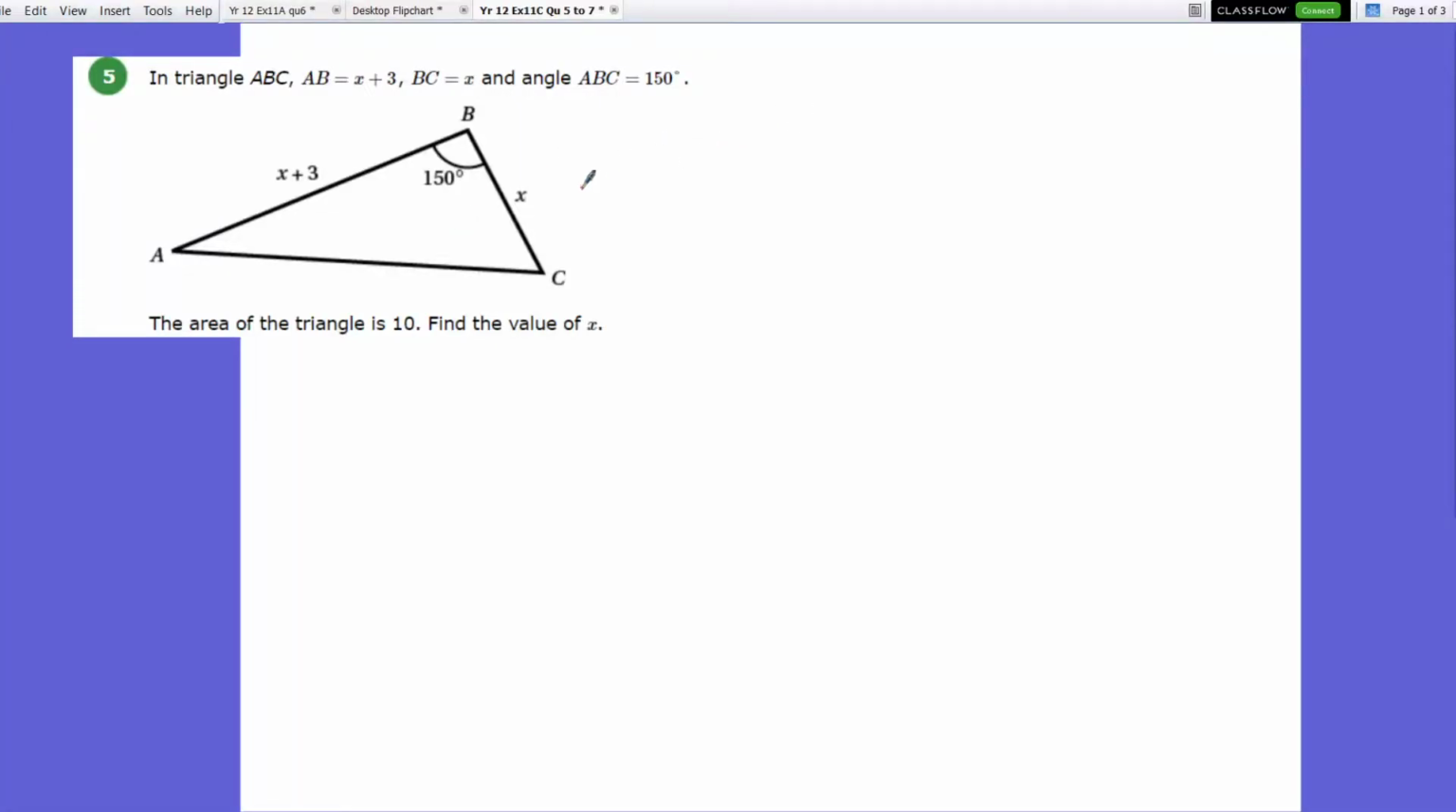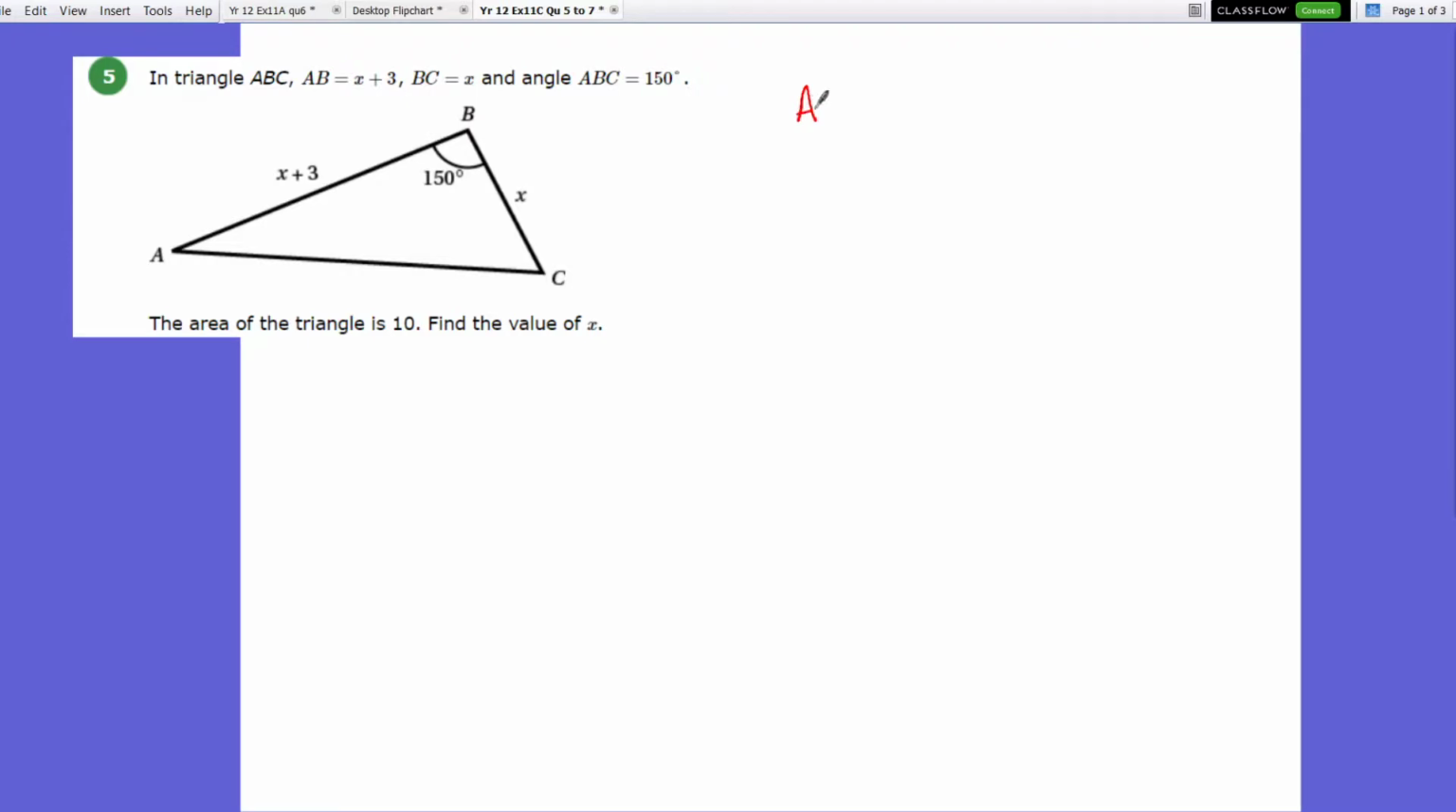Right, in this question, we've been told that the area of the triangle is 10, and we've got to work out the value of x, which is on either side of here. Now, this is a typical type of question where you will be using the sine rule to work out the area of a non-right angle triangle. So let's just write that down.